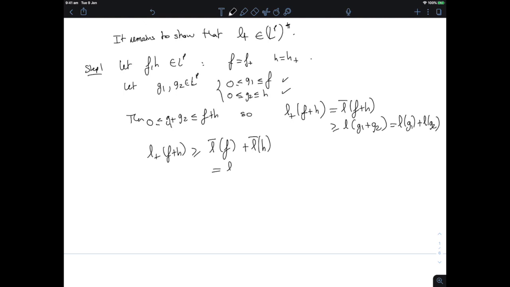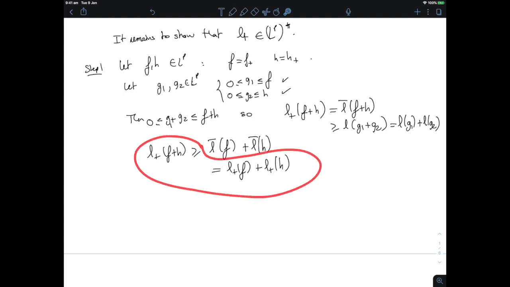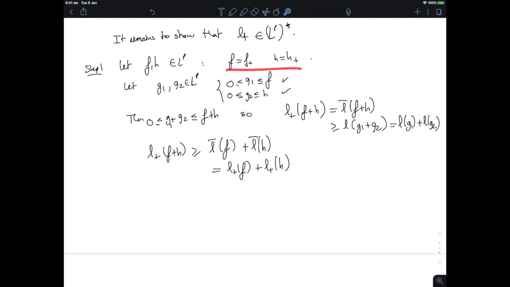But what is that? This is exactly L plus of f and L plus of h. So I have half of the equality that I need for linearity of L plus, at least restricted to positive elements. And then we'll get to more general elements by taking differences of positive elements. Now I also need the opposite inequality. So this is a little harder.